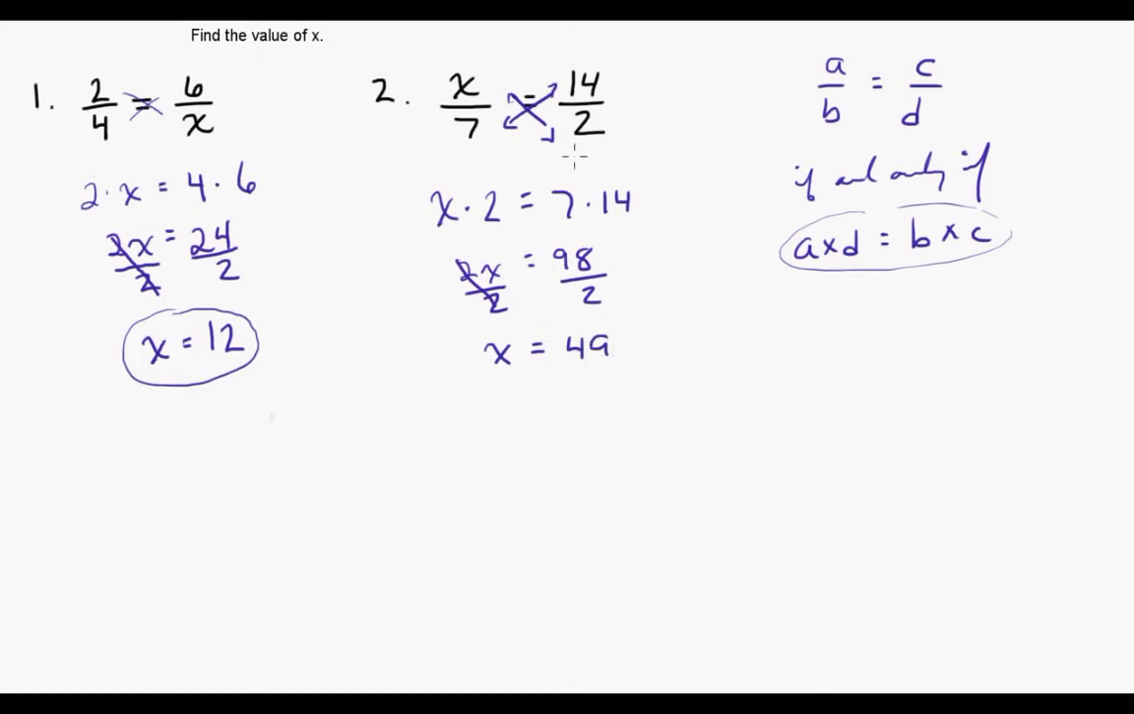Again, using a little bit of intuition here, 14 divided by 2 on this side of the proportion is 7, and 49, our x value, divided by 7 is also equal to 7. So we're fairly confident again that we haven't made any arithmetic mistakes, and our answer is x equals 49.